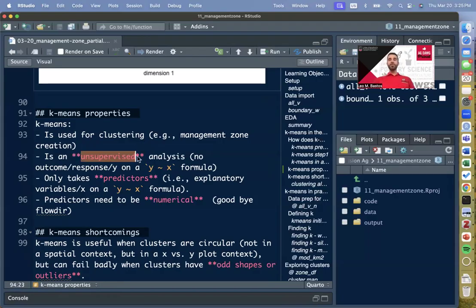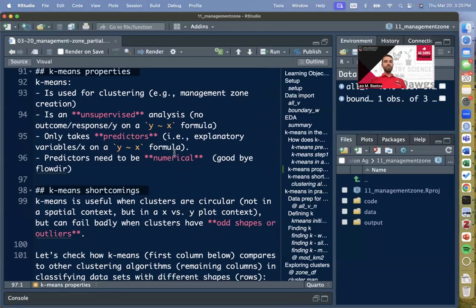Again, it is an unsupervised analysis, meaning that if you have a formula of the type y explained by x, k-means does not have a y variable. It only has x variables. So it only has variables to the right side of the equal sign in a formula like this. Another way of saying this is that it only takes predictors or x variables. It does not take a predicted variable, which is the y variable.